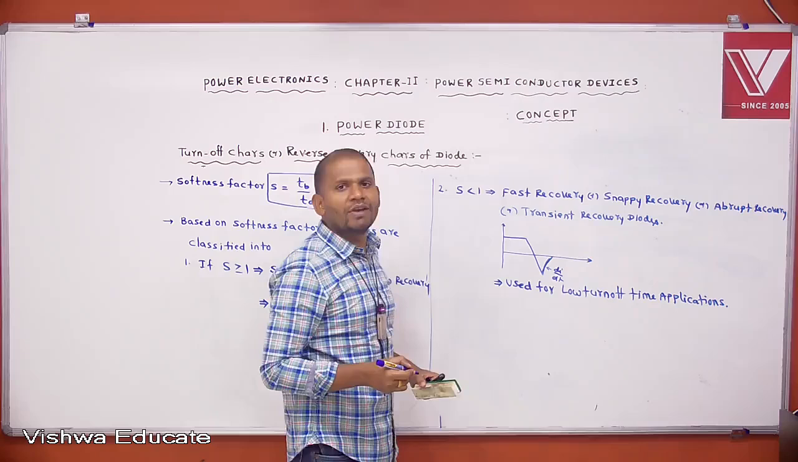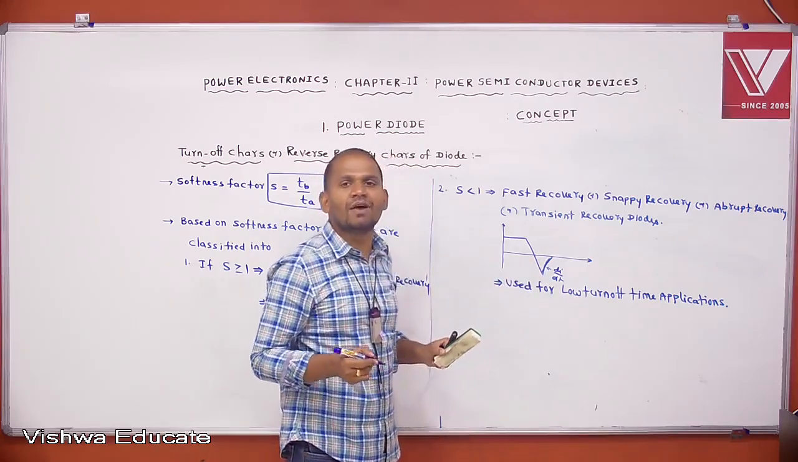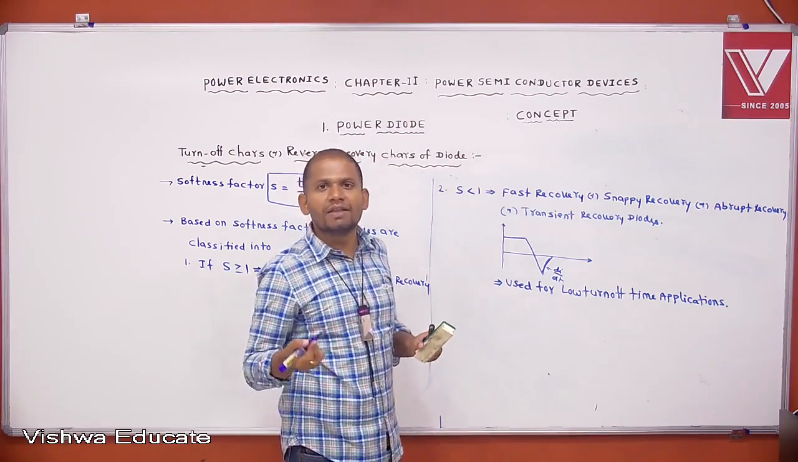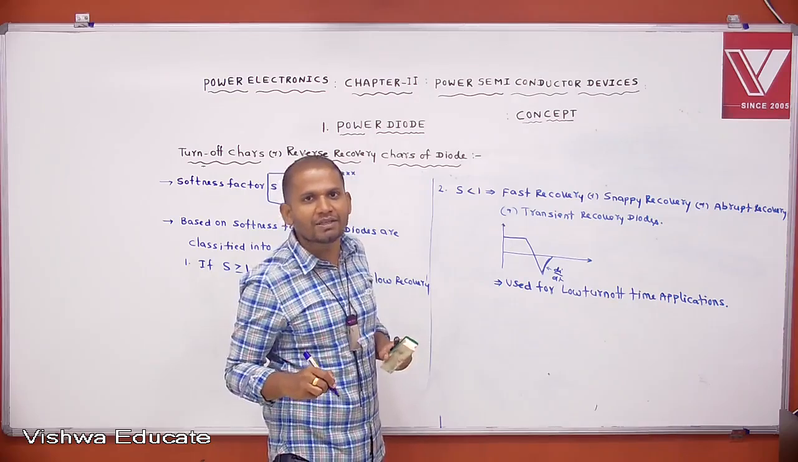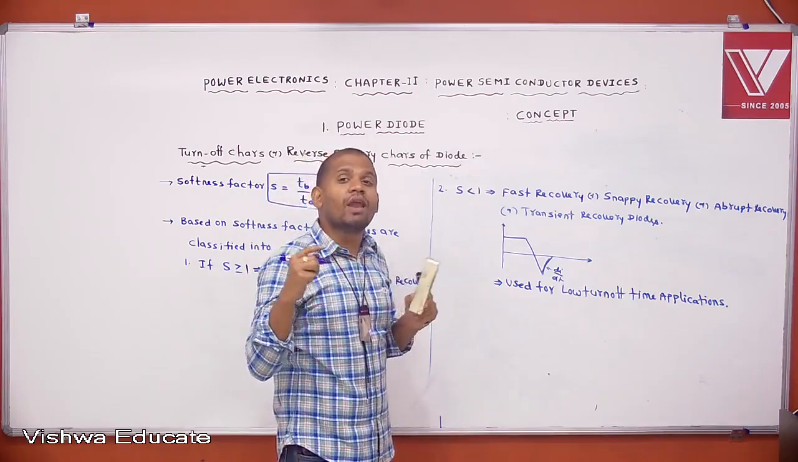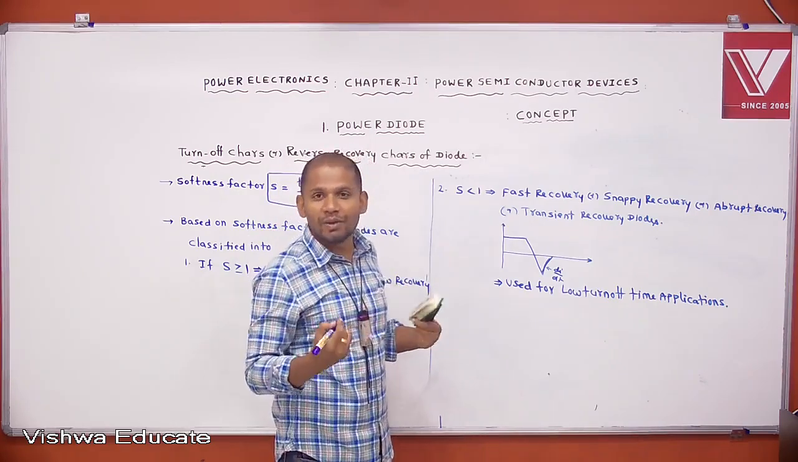During the reverse recovery process, there is a large change of di/dt, a sudden change of di/dt. This sudden change of di/dt causes a large transient voltage across the diode. Due to that, the diodes may be damaged.